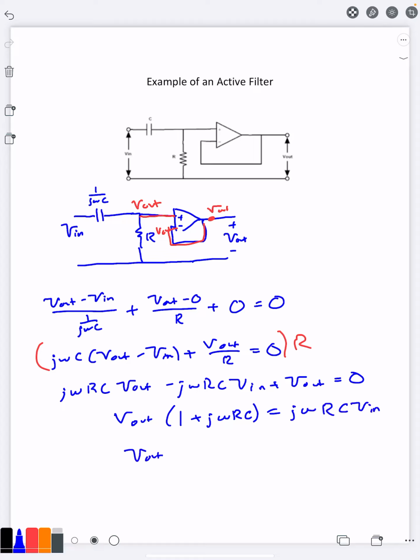And now just by doing some division here, V out over V in is j omega RC over 1 plus j omega RC. So this goes ahead and gives us the transfer function, and it happens to already be in the right format where we want things with j omega times a constant and 1 plus j omega terms here. So what I'm going to do is kind of start over with this and we'll draw the Bode plot.